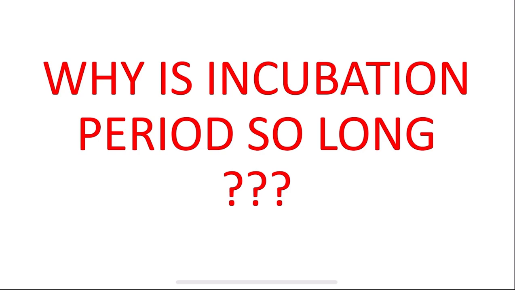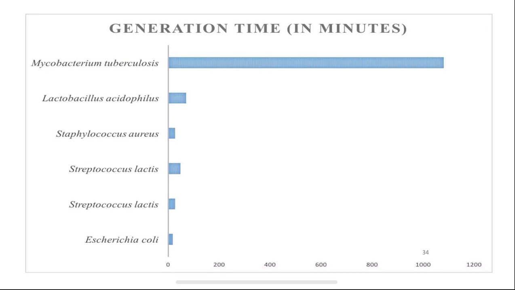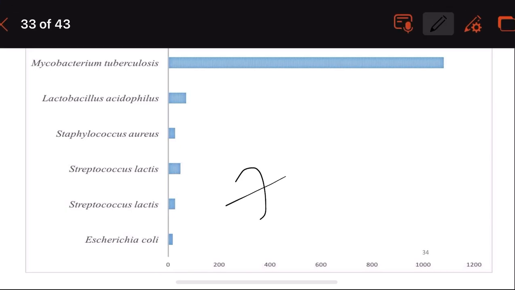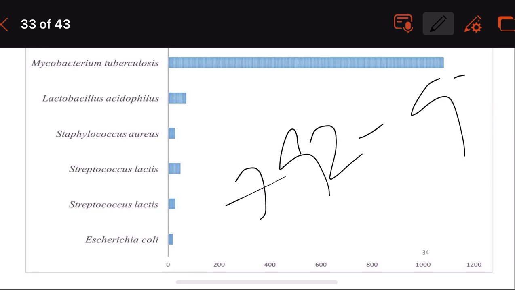So, why is the incubation period so long in TB? It is ranging from weeks, months, or years. It is because in Mycobacterium tuberculosis, the generation time is 792 to 932 minutes. You can see the generation time here. It is ranging from 792 to 932. Okay, 800 to 900 minutes.